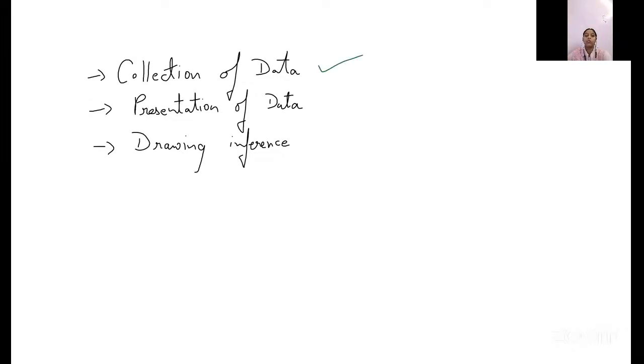Now, when the data is first collected, that data is raw. It's not fully organized. It's not divided into groups, or it's not arranged in any kind of sequence. It's in raw form. So in the presentation part, we organize that data and make it presentable.